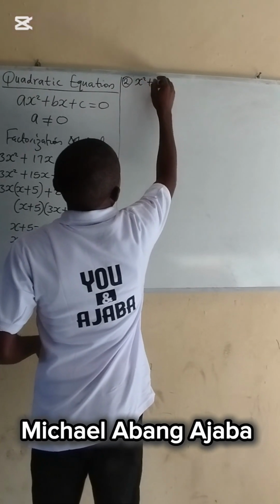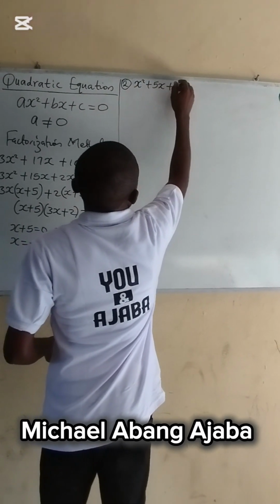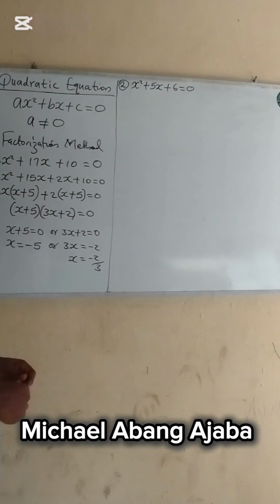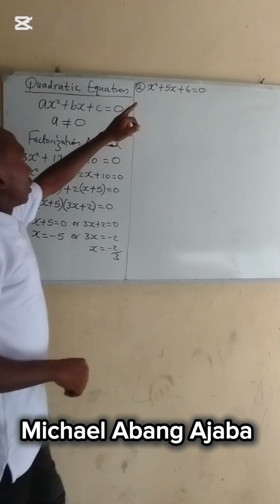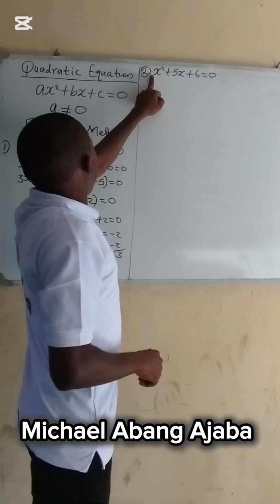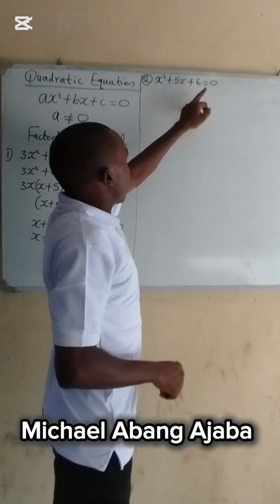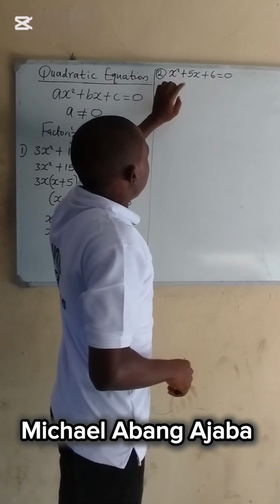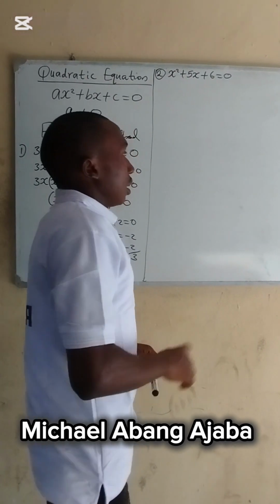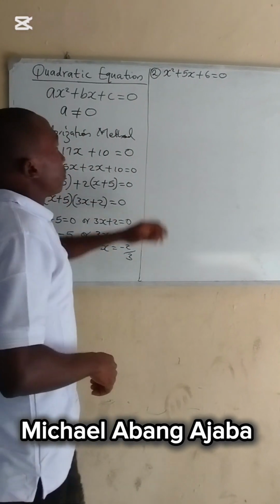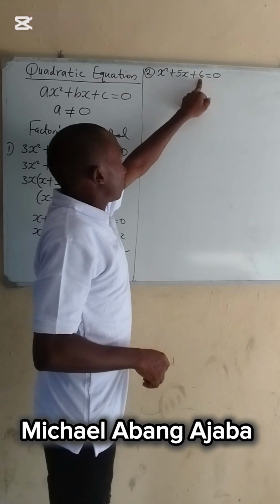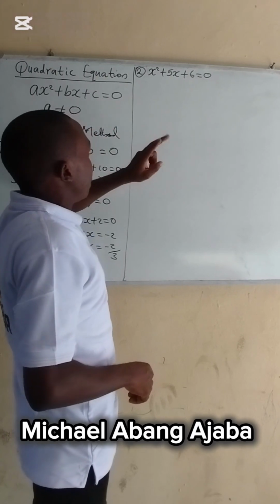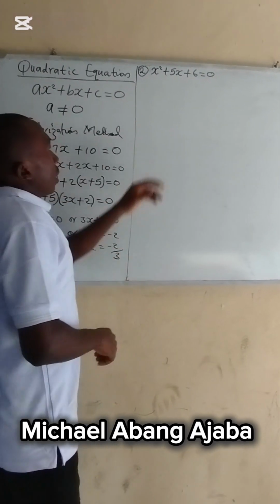Okay, so the second equation, we have x squared plus 5x plus 6 equal to 0. How do we solve this? I want us to note something. The coefficient of x squared here is 1, so we are not going to multiply by anything, we are just going to pick 6. Find two factors of 6, then when we add them together we have 5. The second thing I want us to note here is, if this value is positive, the two factors we are going to pick will all be positive or they will all be negative.